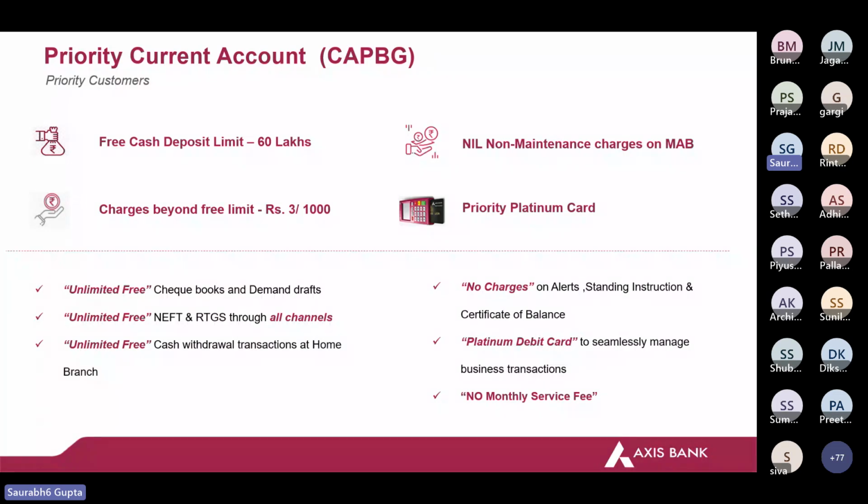It will be free through the digital channel as well as through the branch channel. Then there will be unlimited free cash withdrawal limits, and no charges on standing instruction, SMS alert, certificate of balances, or platinum debit card. There will be no service fees charged on this priority current account. There are certain features which we charge for on the other current accounts, but we are providing free services for the priority current account on certain features.